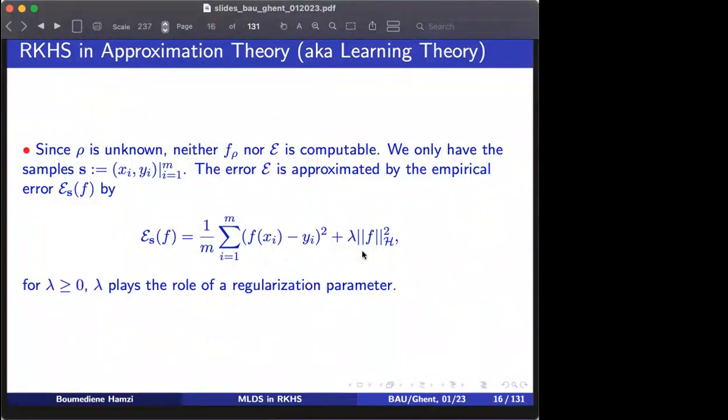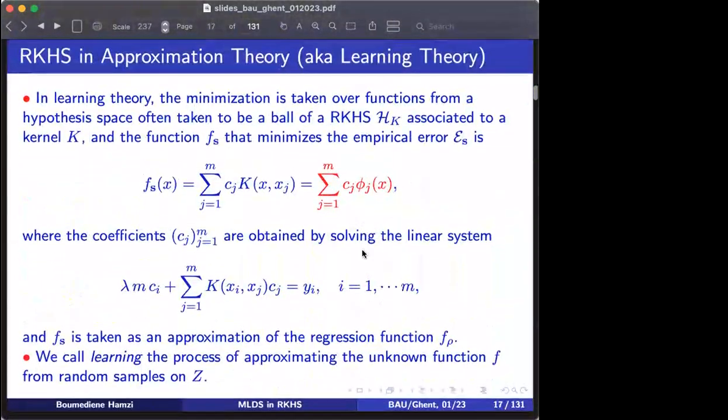Once we discretize and regularize the problem, it admits a solution. The approximant of the unknown function is f_s(x) equal to the sum of c_j k(x, x_j). If you remember well, k(x, x_j) is the canonical feature map by Aronszajn, and the c_j themselves satisfy a system of linear equations: lambda m c_i plus the sum of k(x_i, x_j) c_j is equal to y_i. This is consistent with what we mentioned earlier, that reproducing kernel Hilbert spaces have this property of being linearizing spaces.